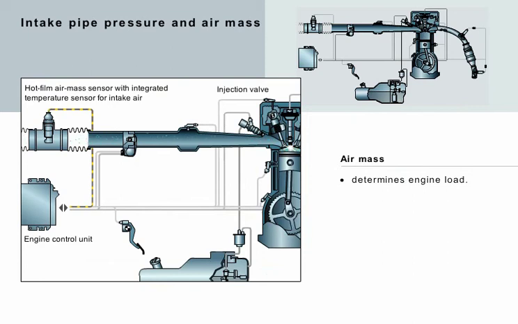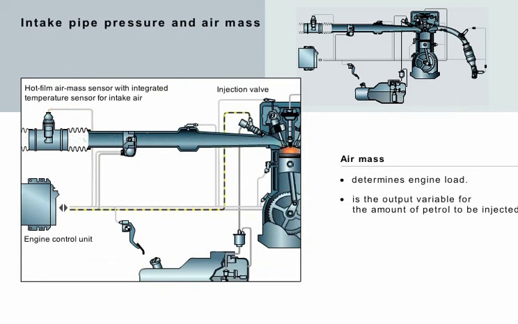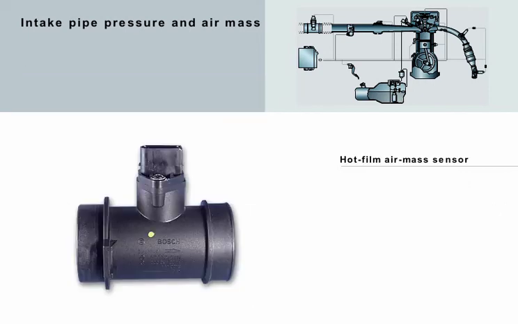The engine load, for example idling, partial load or full load operation, is mainly determined by the amount of the air flowing in. Depending on this amount, which is characterized as air mass, the engine control unit calculates the petrol to be injected as well as the timing of the ignition.